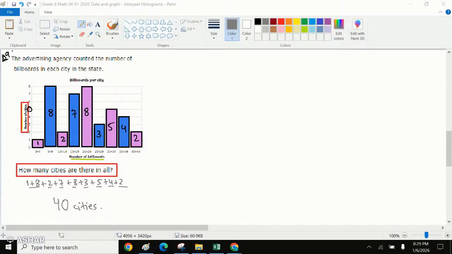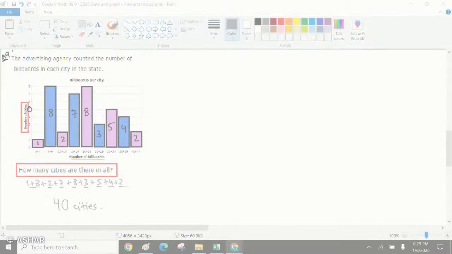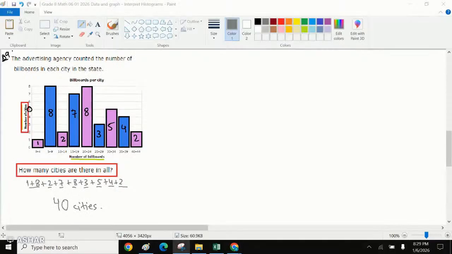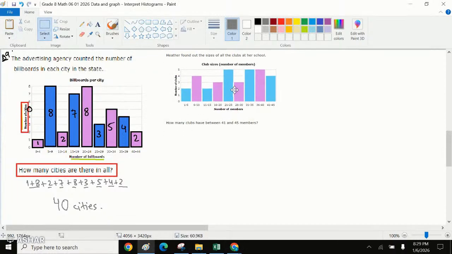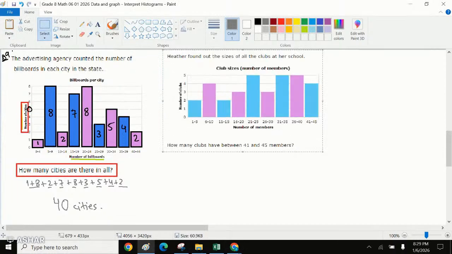So the next question says, Heather found out the sizes of all clubs at her school. In a school, there are multiple clubs and multiple members. Every club can have a different number of members. This would be question number 10. What is represented on the x-axis? The number of members. On the y-axis is the number of clubs.